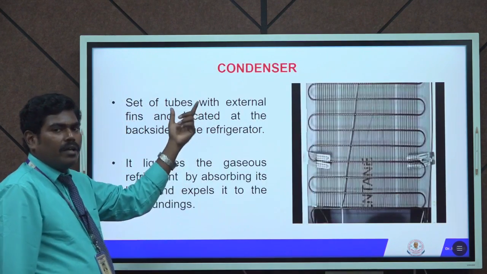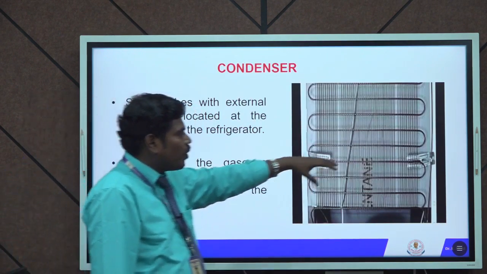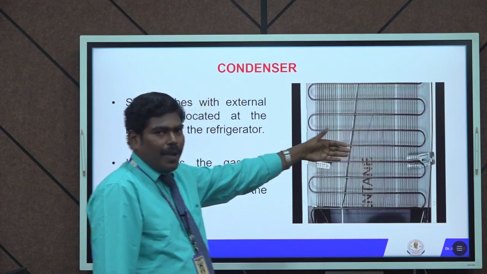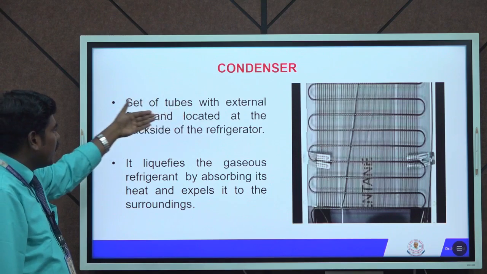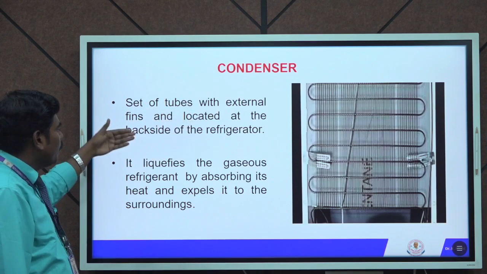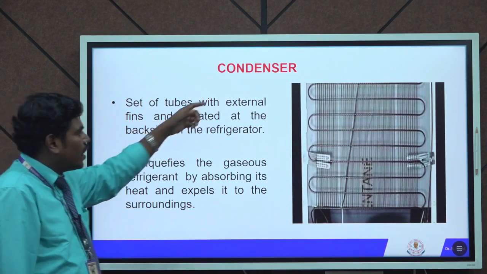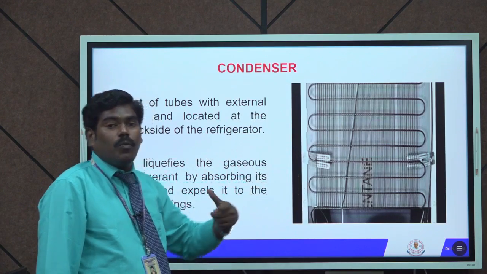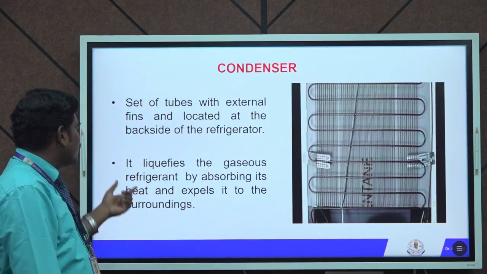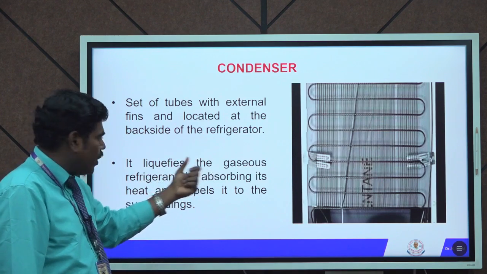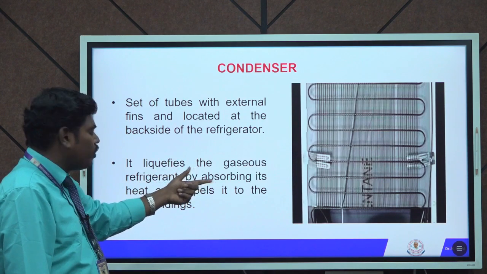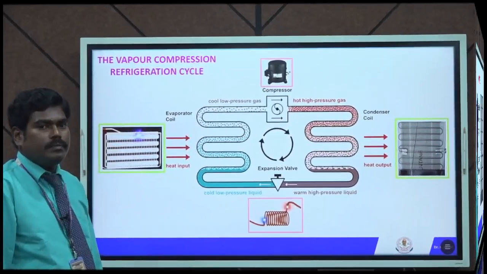Next component, the condenser. The condenser is located at the back side of the refrigerator. It is a set of tubes with external fins. The condenser and evaporator are each a type of heat exchanger. The condenser liquefies the gaseous refrigerant by absorbing its heat and expelling it to its surroundings.